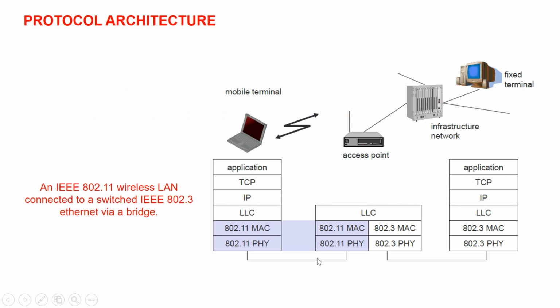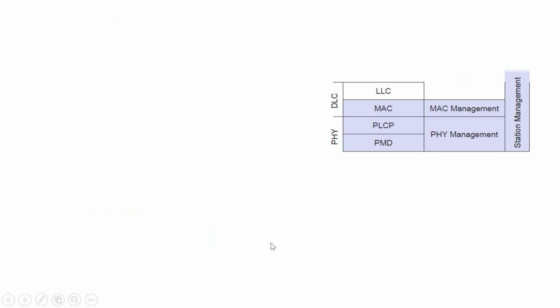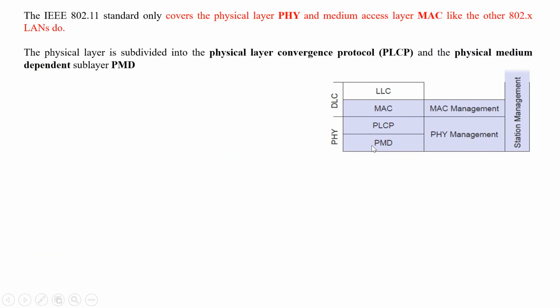Going over to the protocol architecture, the figure shows an IEEE 802.11 wireless LAN connected to a switched IEEE 802.3 Ethernet via a bridge. As I stated earlier, IEEE 802.11 has its functions in the physical layer and the MAC layer. We'll be seeing the responsibilities of the physical layer, the responsibilities of the MAC layer, and how they function. Your physical layer is divided into two layers: PLCP and PMD. PLCP is the physical layer convergence protocol and PMD is the physical medium dependent sublayer.